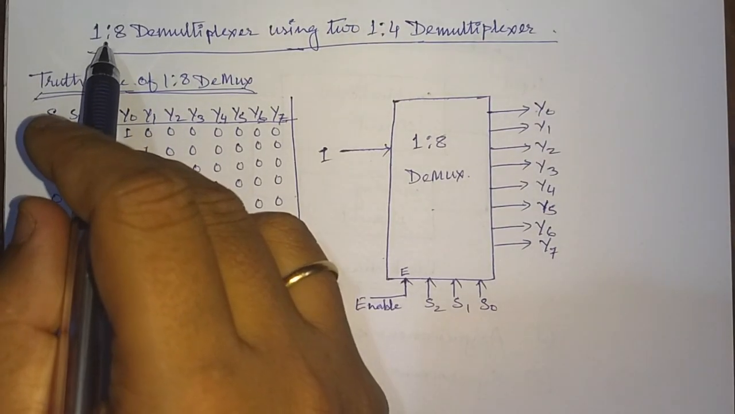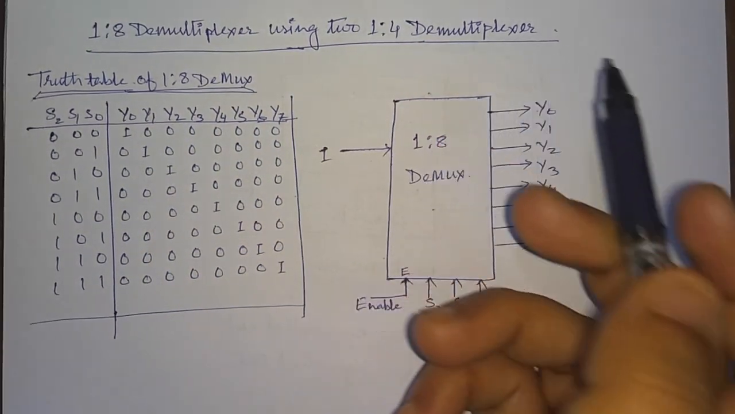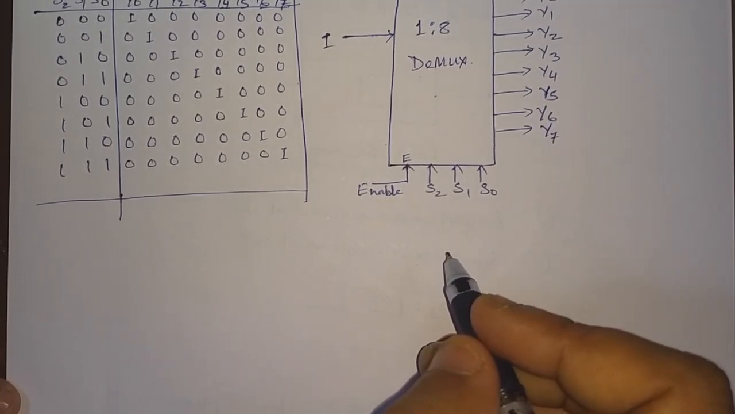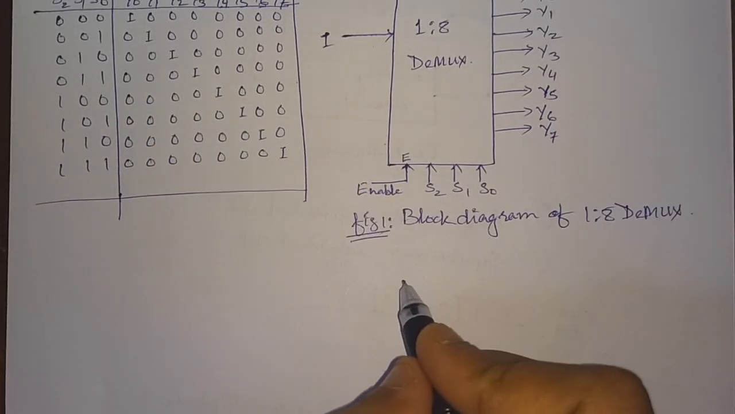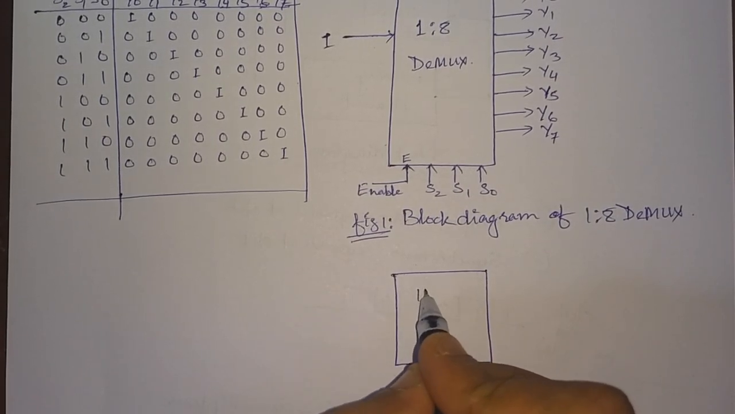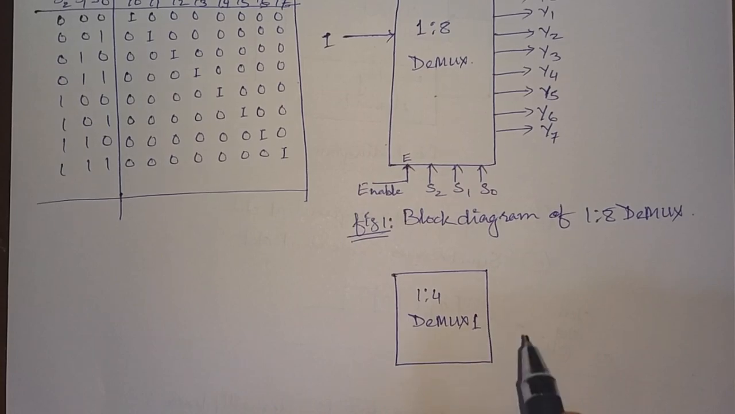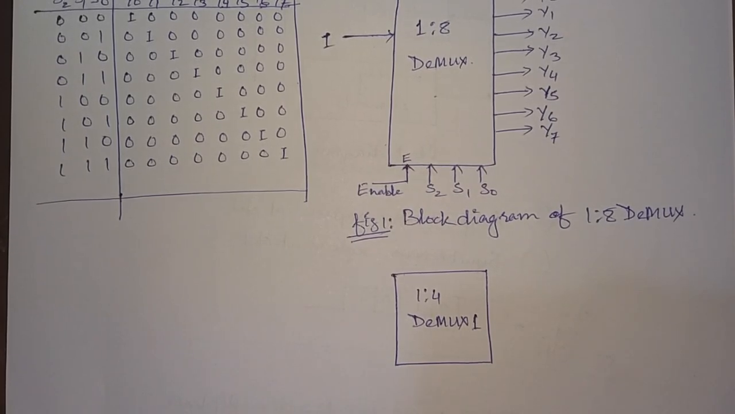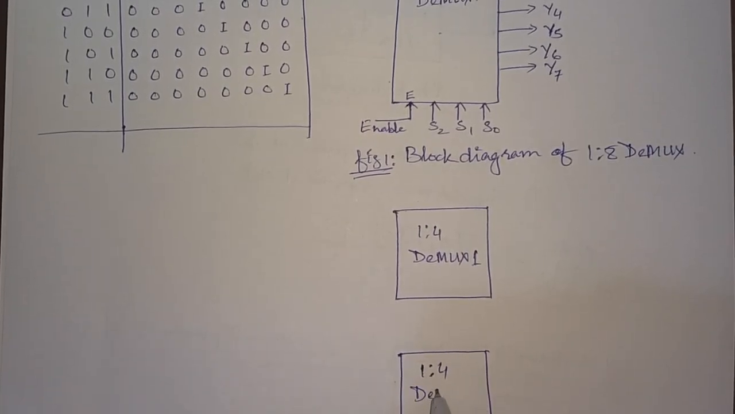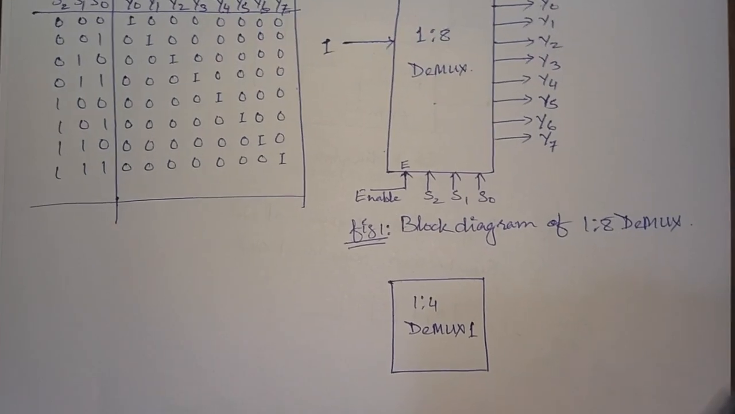So the problem is how to design a 1:8 demultiplexer using 1:4 demultiplexers. So let us first draw the 1:4 demultiplexers so that we can connect the inputs according to these select lines. So here we have 1:4 demultiplexer 1, and we'll have another 1:4 demultiplexer, demultiplexer 2.